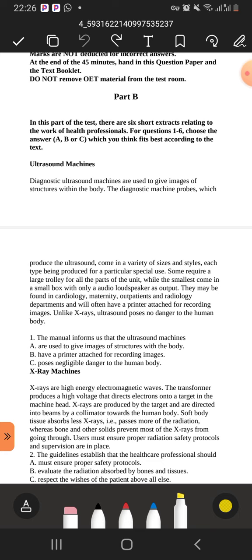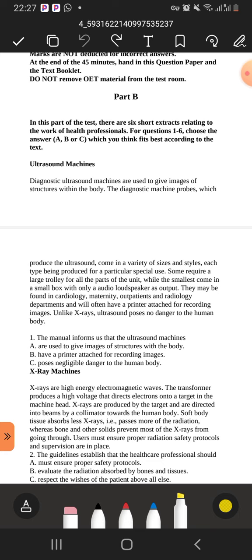The question now, question 1, is: the manual informs us that ultrasound machines are used to give images of structures with the body. And in the extract, the sentence that is talking about what the machine is being used for is the first sentence. That's the opening sentence, right? When we summarized it the other time, remember? It talks about diagnostic ultrasound machines being used to give images of structure within the body. So it means that option A is wrong, because what option A is saying is that they are used to give images of structure with the body.